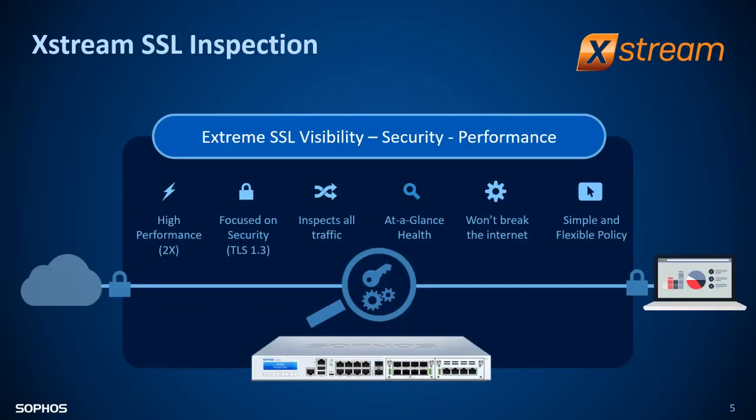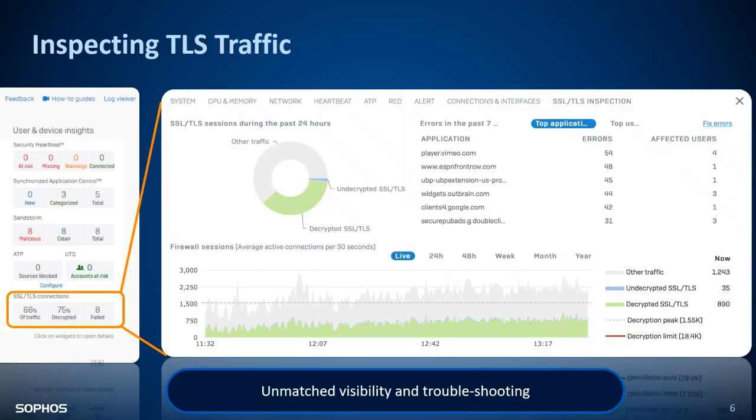Our new Xstream SSL Inspection engine offers high-performance SSL inspection with high-capacity connection handling with support for TLS 1.3. This gives you unique visibility into the state of your encrypted traffic flows. It also provides a great end-user browsing experience, so sites aren't breaking. We are unique in offering an unprecedented level of visibility into encrypted traffic flows. TLS Inspection provides comprehensive insights on the dashboard, as well as troubleshooting tools to allow administrators to deal with compatibility issues.